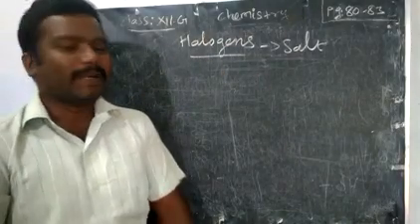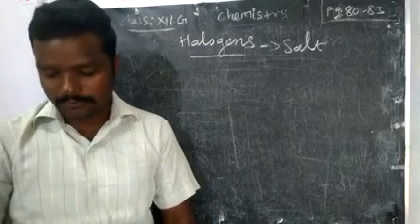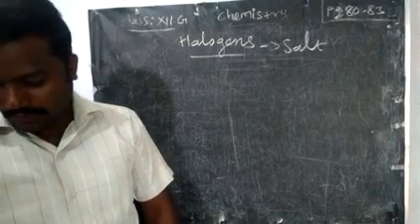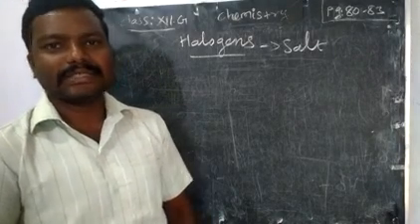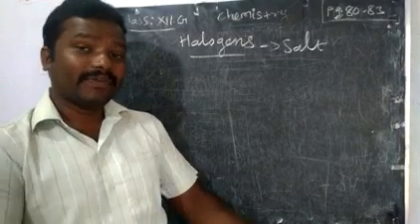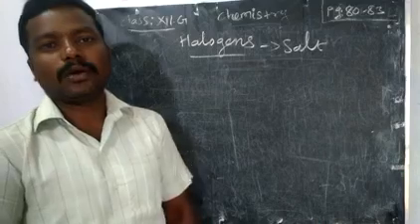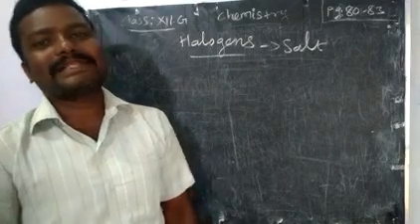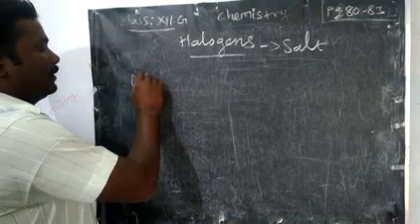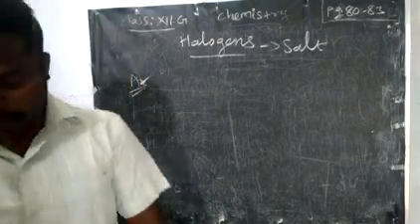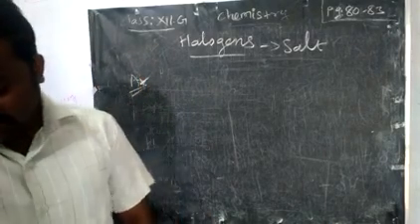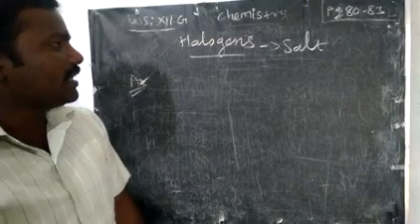Now particularly the occurrence of fluorine. Fluorine is very highly reactive because of its smaller size. All the halogen elements are reactive other than astatine. Okay, this is astatine. First we are going to see the source of fluorine.